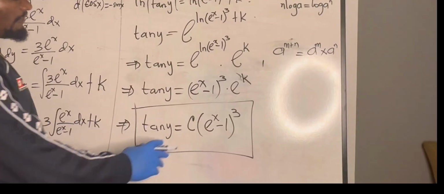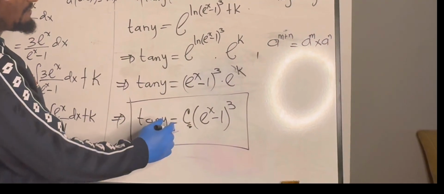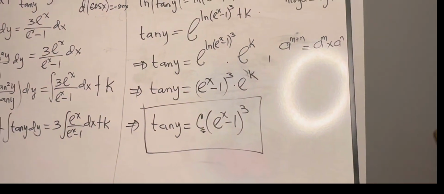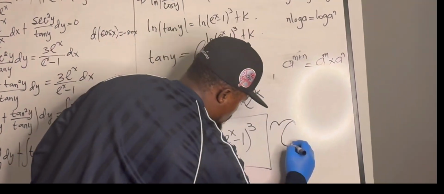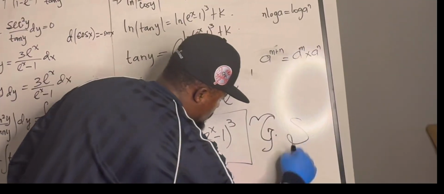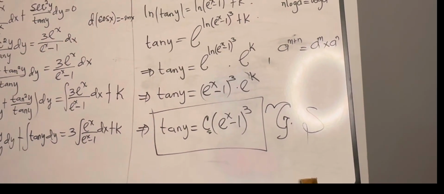Now, for any given value of c, we can have a particular solution of this differential equation. But at this point, this is the general solution of the differential equation.